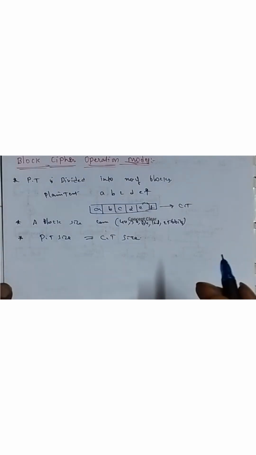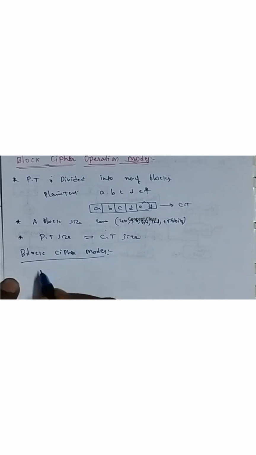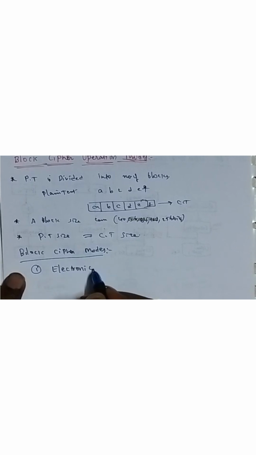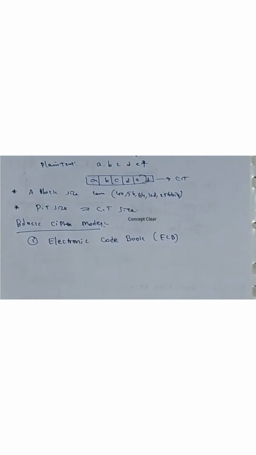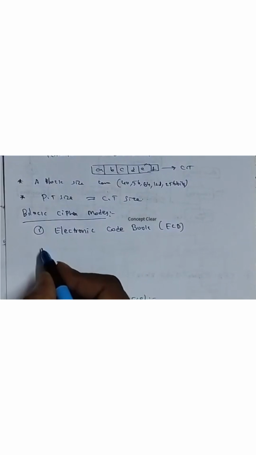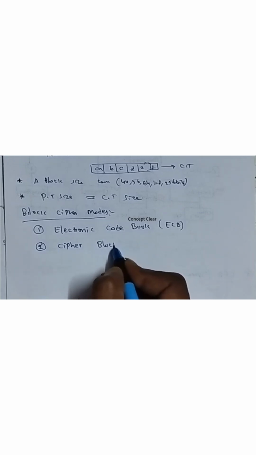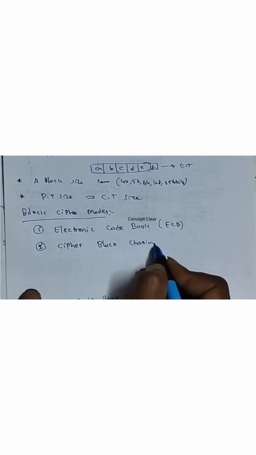Here, in block cipher we have several operation modes. What are the several modes? The first one is Electronic Code Book, ECB. The second one is Cipher Block Chaining.